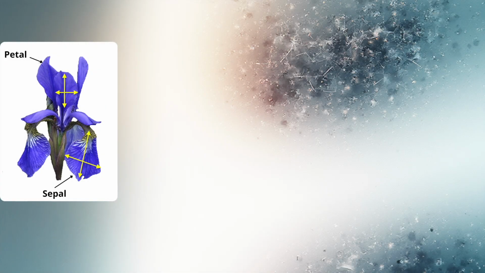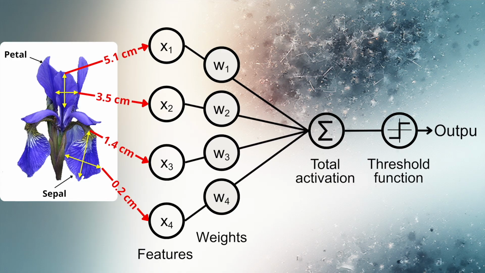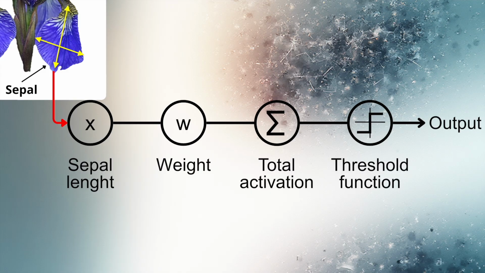Each iris flower has four measurable features: petal length, petal width, sepal length, and sepal width. These four numbers become the input to our perceptron. Four features, four inputs. Each gets its own weight. Then we compute the total activation and we check if it is greater or equal than some threshold value to produce an output. But four dimensions are hard to visualize.